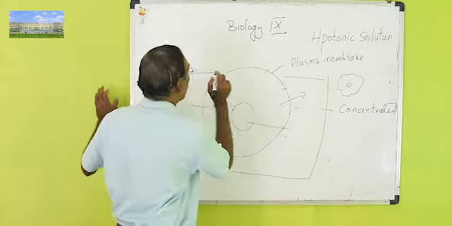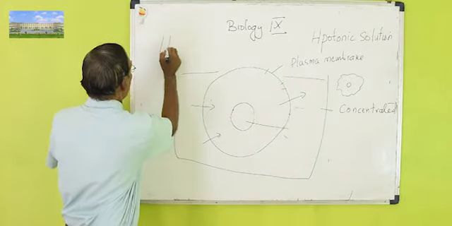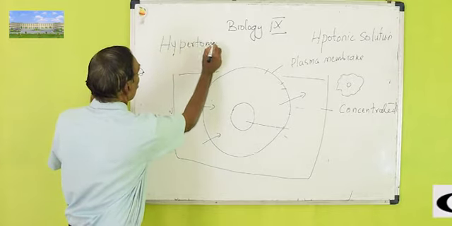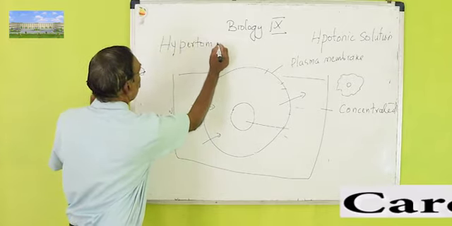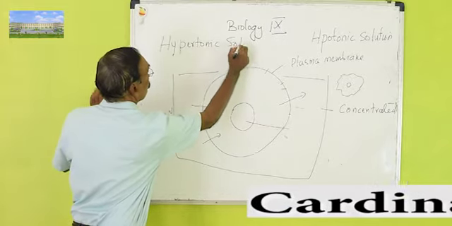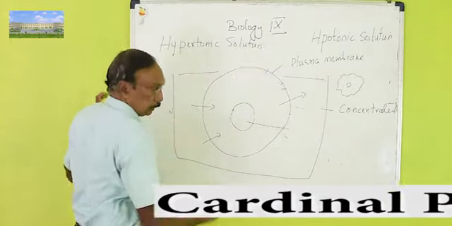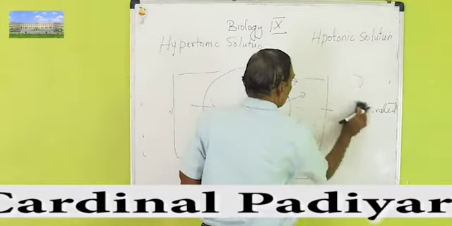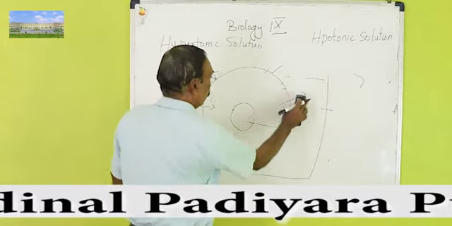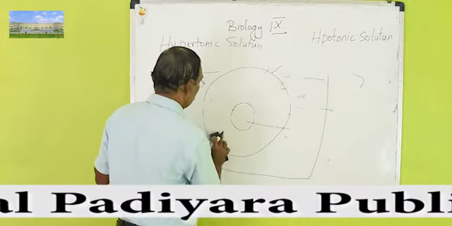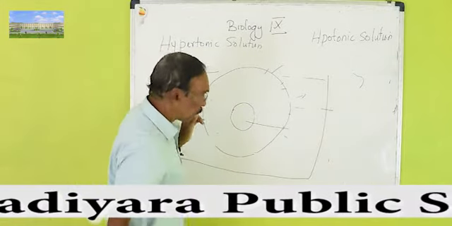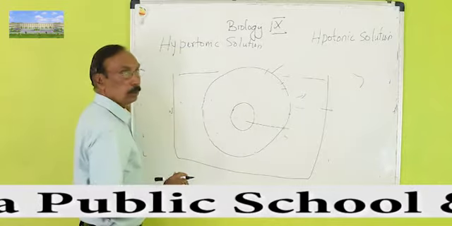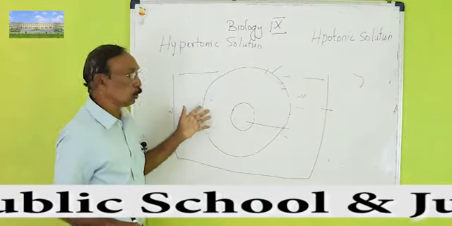So first, hypotonic, low concentration. Second type is hypertonic solution. Then one more type is there. If the concentration is the same as the cell, meaning the concentration of water inside the cell and outside the cell is equal, then naturally the amount of water outside and inside is the same.